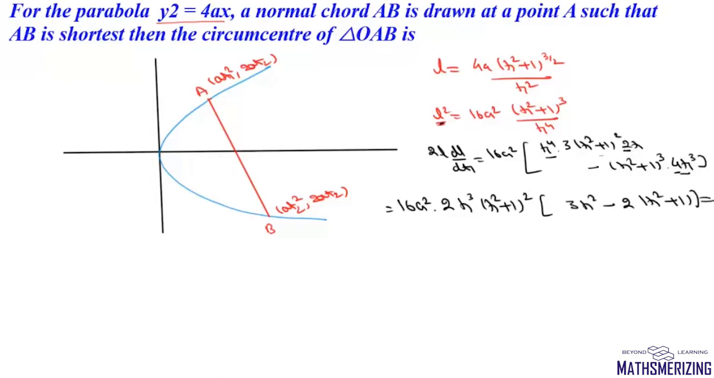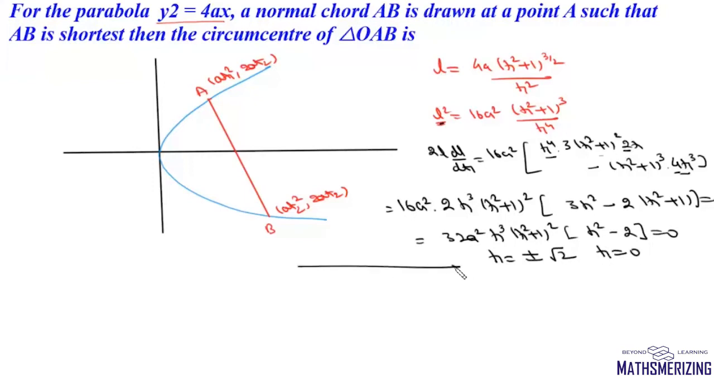And for maxima and minima, we'll need to find its critical points. So we'll put it equal to 0. Then we'll get 32a square t1 cube (t1 square plus 1) whole square, and then it will be t1 square minus 2 equals 0. So we'll get the value of t1 as plus or minus root 2, and we'll also get t1 as 0.